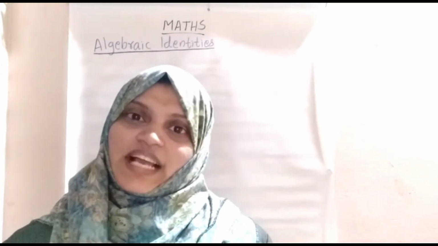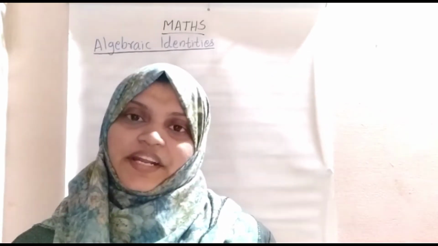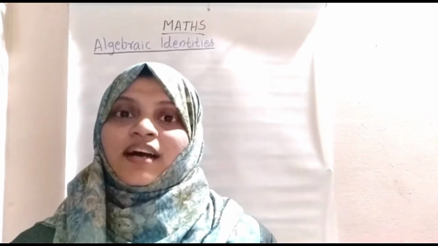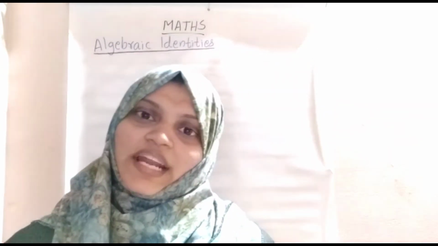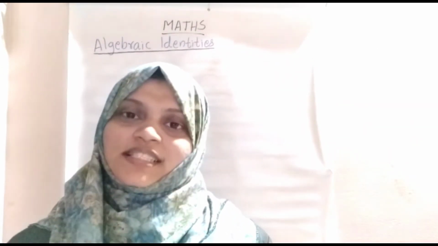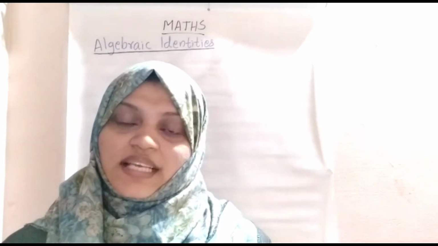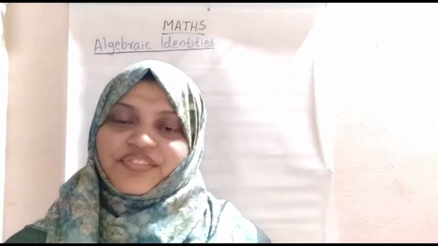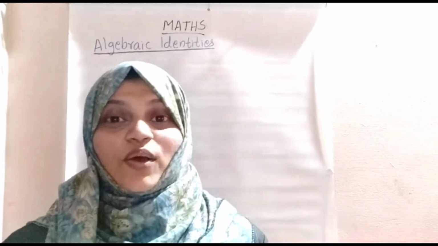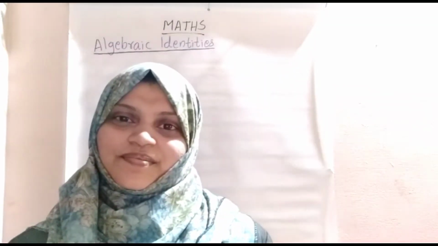In the last class we discussed algebraic identities, the first four identities. Today we are going to discuss the next identity, that is the fifth identity. So let's start today's class.